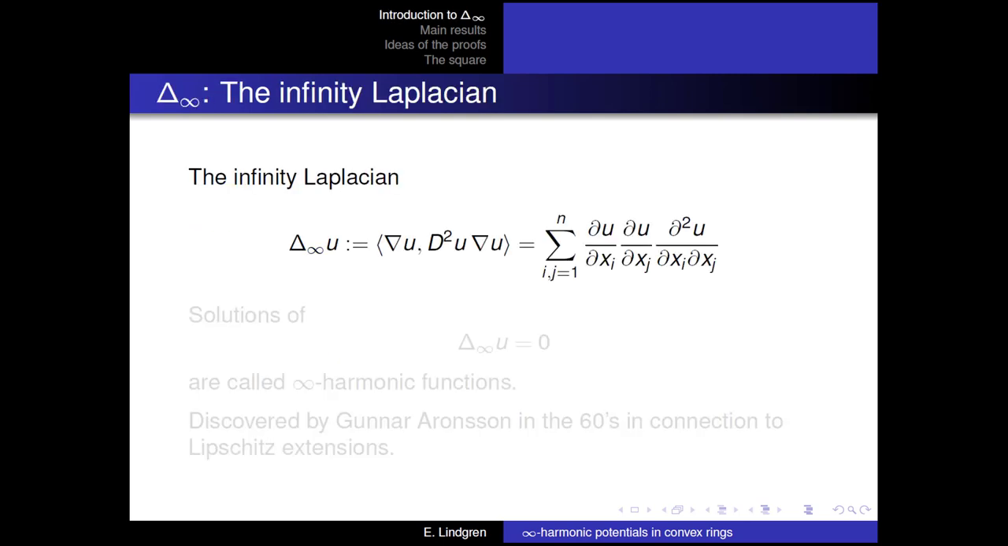So the infinity Laplacian is this operator. It's basically the second derivative in the direction of the gradient. Some people use the same notation but normalize by dividing by the norm of the gradient squared, but I'm going to stick to this convention. Written in coordinate form, it's just this operator. So it's highly nonlinear, as you can see.